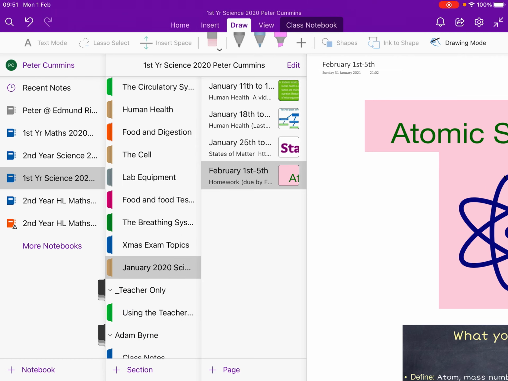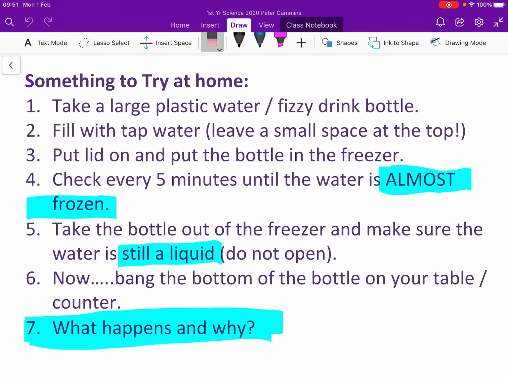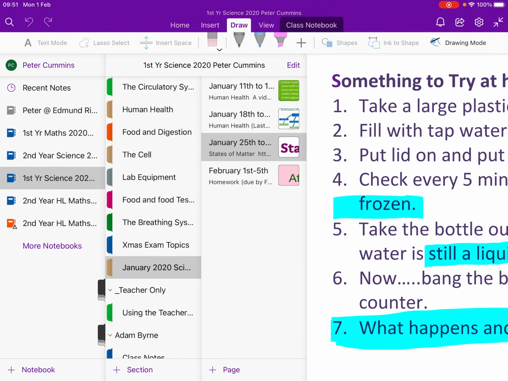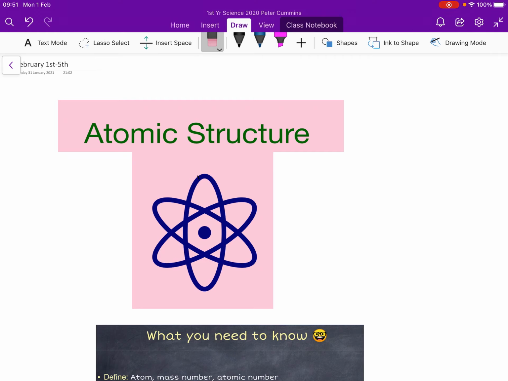if we go up to the content library and into January 2020, I've actually moved this. So here's last week's stuff that I got you to do with the bottle. If anyone has a video of that, send it on to me. We've got 2 already. And I'm going to go into a new folder, so February 1st to 5th.